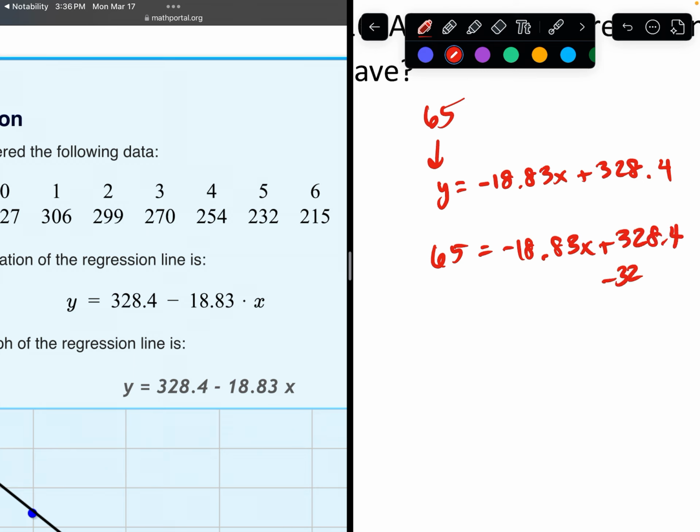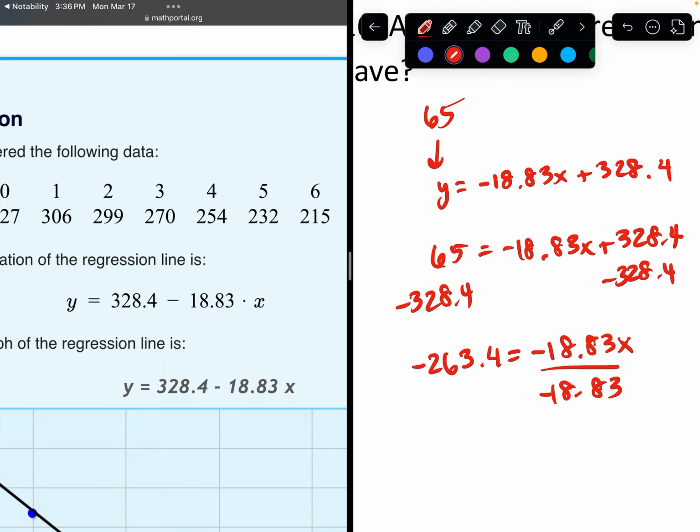All right, so now let me rewrite it and solve for x. I'm going to subtract 328.4 from both sides. I got negative 263.4 is equal to negative 18.83x. My final step is to divide by 18.83. I get x to be equal to 13.99, which is roughly 14.